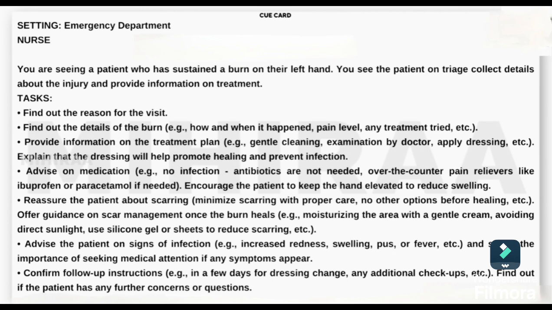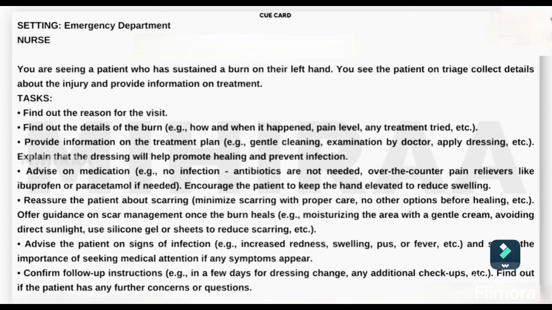This is the exam question. The exam date is 28 September 2024. So the setting is the emergency department. You are seeing a patient who has sustained a burn on their left hand. You see the patient on triage, collect details about the injury and provide information on treatment.